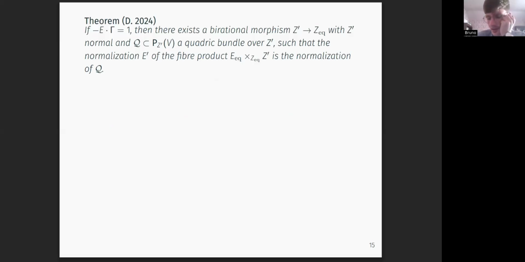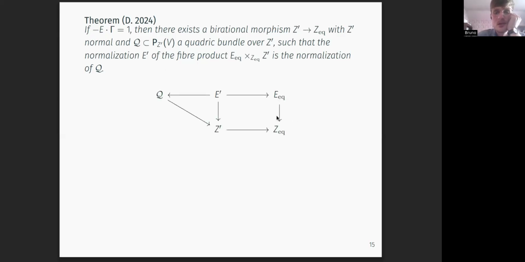And since the general fiber is a quadric, the question arose: is it possible to find a birational representative which is a quadric bundle? And the answer is yes. By quadric bundle, I mean something which is embedded in the projectivization of a vector bundle, right, such that all fibers are embedded as quadrics. And this is true if I consider this birational modification of ZX, which is Z prime, right? And over Z prime, I consider the fiber product and I normalize it. Then the normalization of this fiber product is the normalization of an actual quadric bundle over Z prime. This is summed up in this diagram.